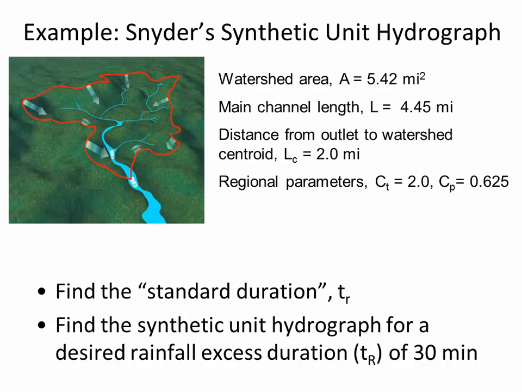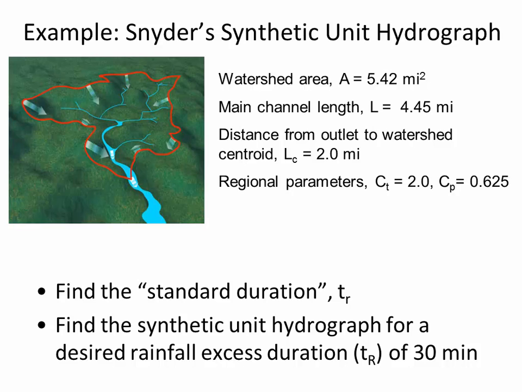So 2581 times 5.42 miles squared divided by the QPR, which is 570 CFS per inch, minus 1.5 of the W50 we just found, 5.045 hours, minus the W75 we just found, 2.883 hours. And that works out to 14.09 hours.